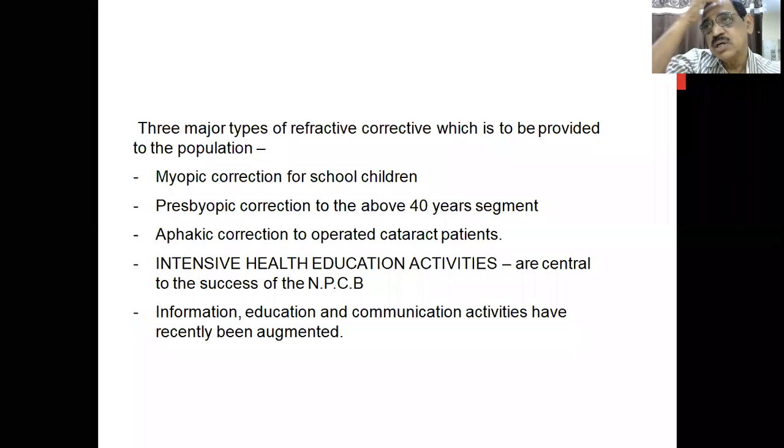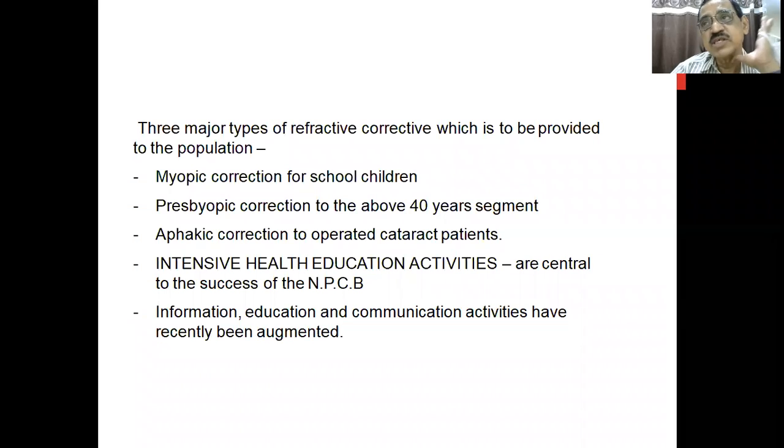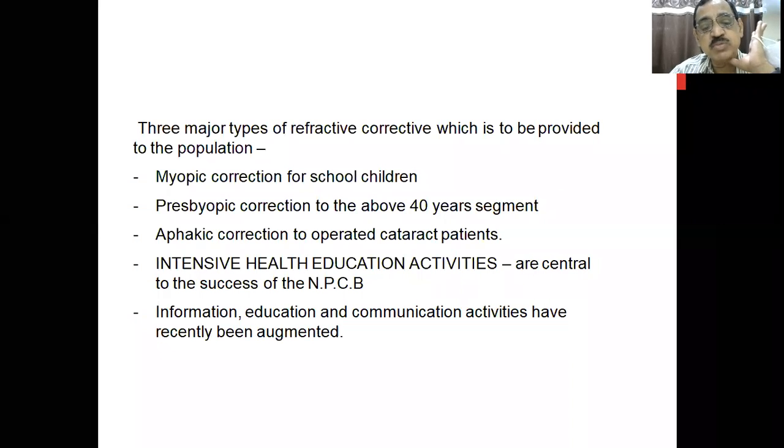And also the vision gets corrected by the lens we implant in the posterior chamber. But for presbyopic correction, because the accommodation is knocked off after cataract surgery, the near vision correction will have to be given for these people.